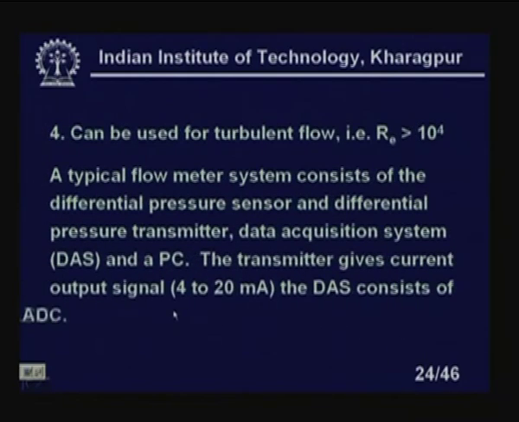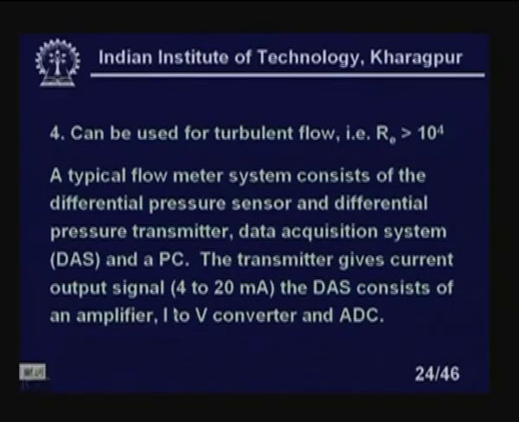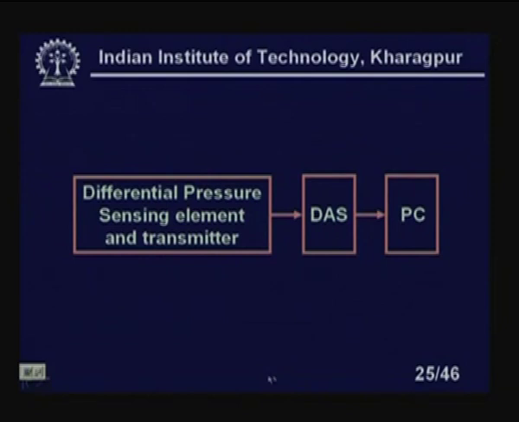Number 4, it can be used for turbulent flows, because turbulent flow is characterized by Re greater than 10 to the power 4, 10,000. A typical flow meter system consists of the differential pressure sensor, differential pressure transmitter, data acquisition system and a PC. The transmitter gives a current output signal of 4 to 20 milliampere, and the DAQ consists of an amplifier, I2P converter and ADC. Right, this is our system.